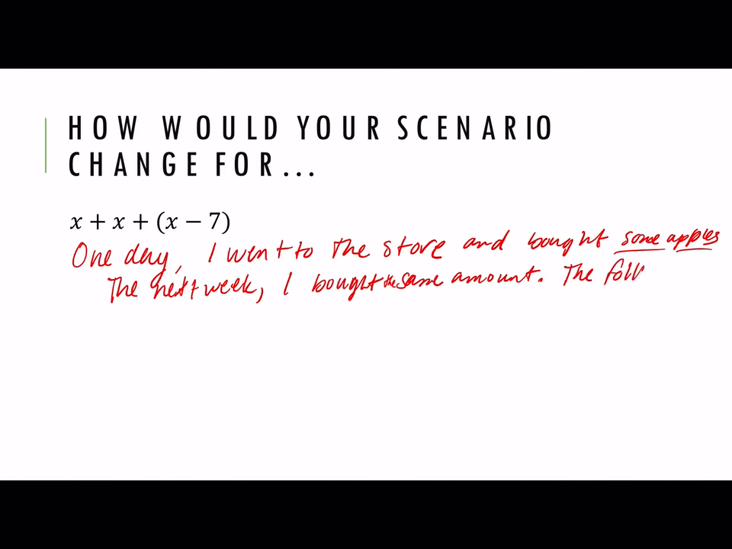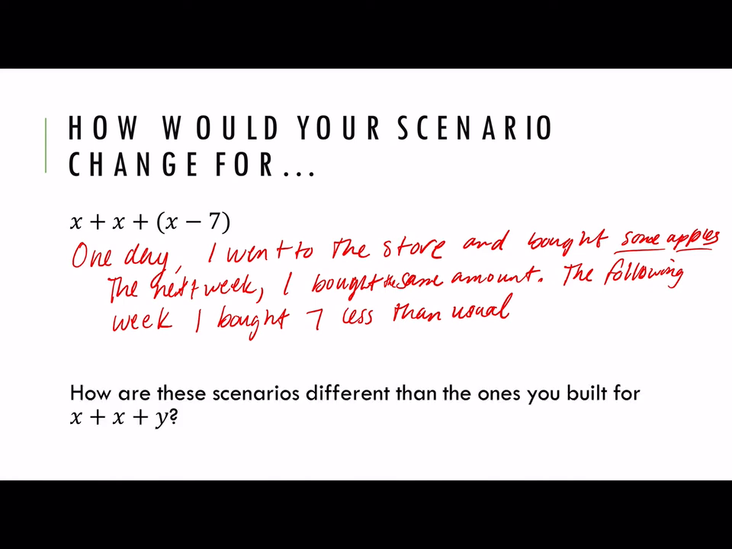The following week, I bought 7 less than usual. Okay. So that's how that x minus 7 affects things. How are these scenarios different than the ones you built for x plus y?